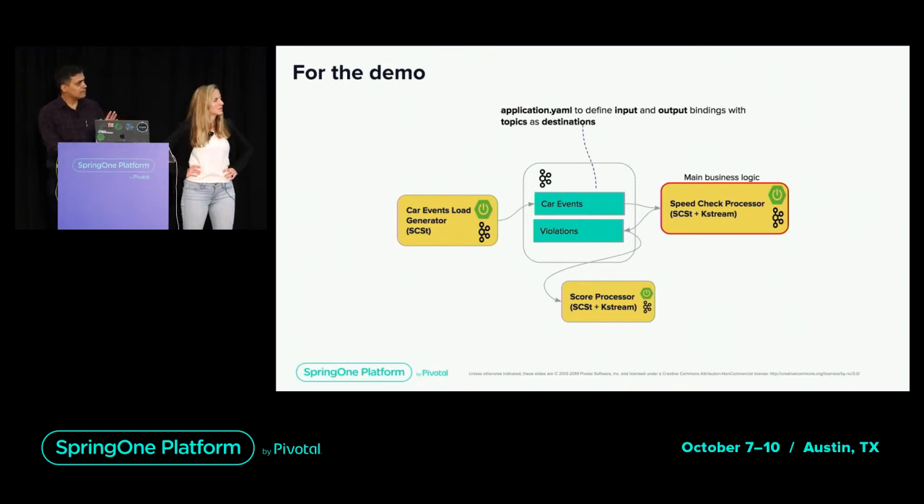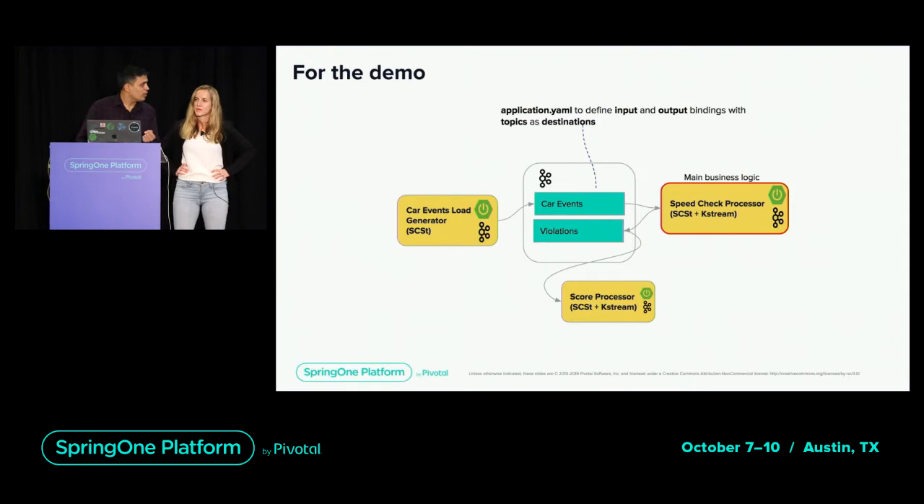On the right-hand side is the main business logic, which will take the events from car events and process them using Kafka Streams and Spring Cloud Stream, and write it back to another violations topic, or stream it back to the violations topic. From there, another application, again written with Kafka Streams and Spring Cloud Stream, will pick it up and just print the events for logging purposes, just to see that the end-to-end flow is working.